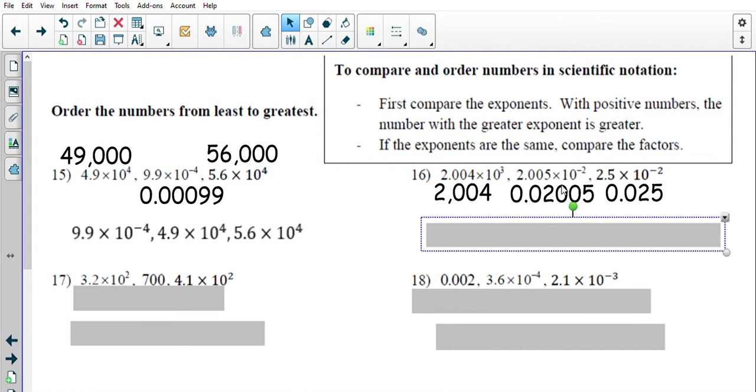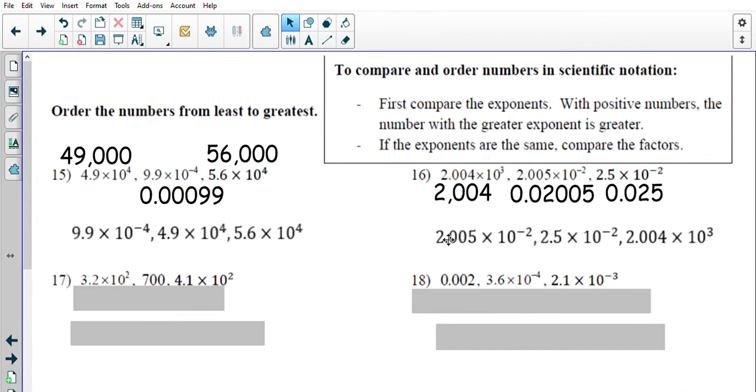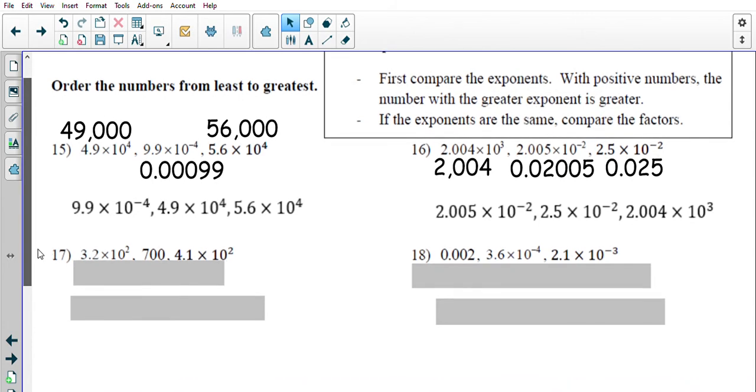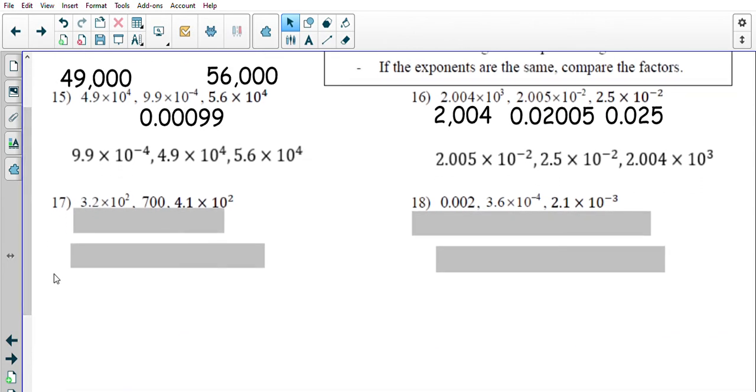Again, you don't have to write them in standard form. But again, this guy's my smallest, this guy's in the middle, and then the one with the positive exponent is our biggest. So number 17, I do think it does help to write them in standard form.